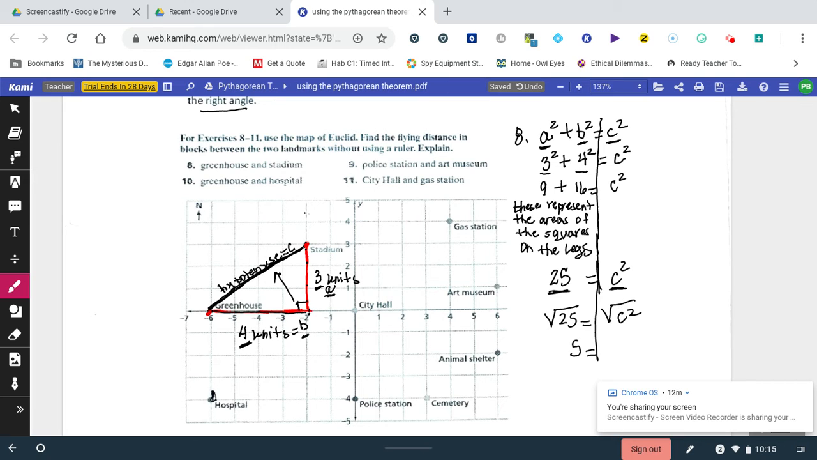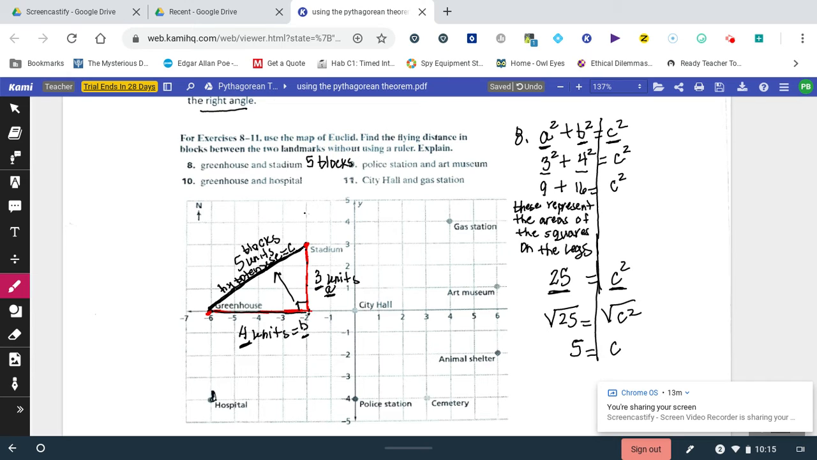I really don't even put the cancellation part. I just say the square root of C squared is simply C. I don't put the little lines to show that they're canceling out. So C is 5 units, or in this case, they call them blocks. So C is 5 blocks. And C represents the distance between the greenhouse and the stadium.